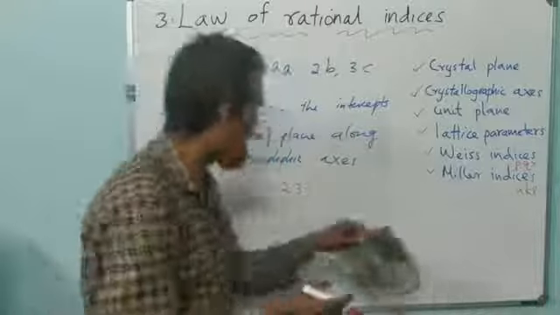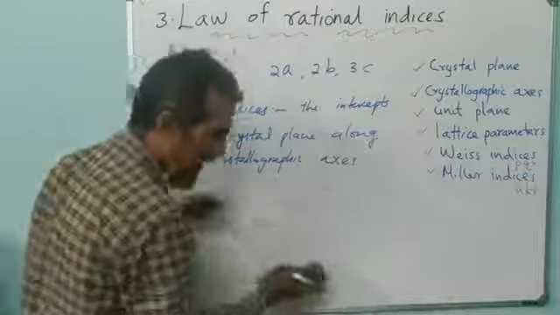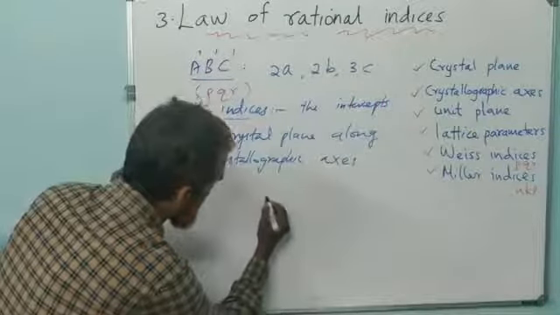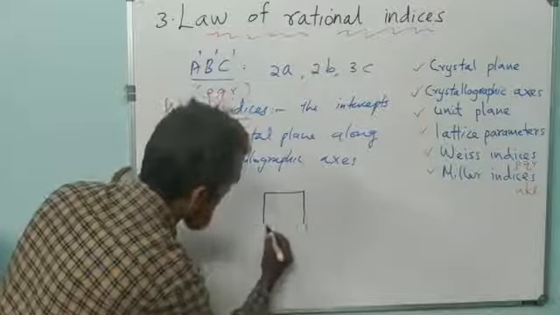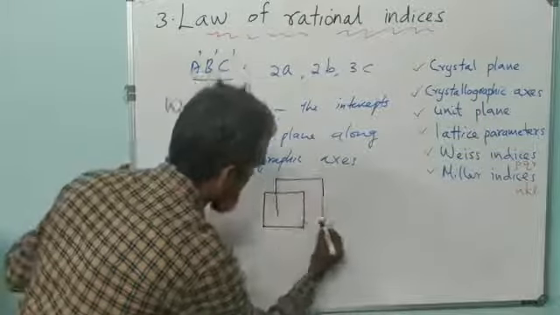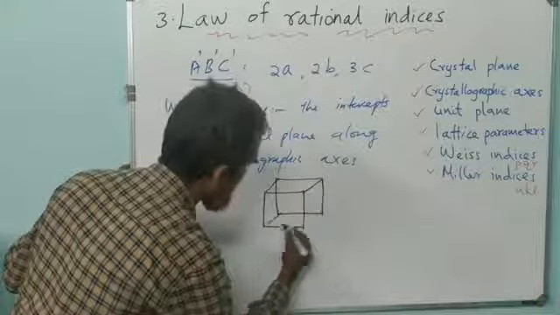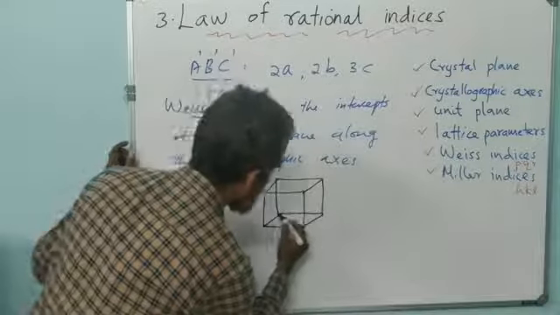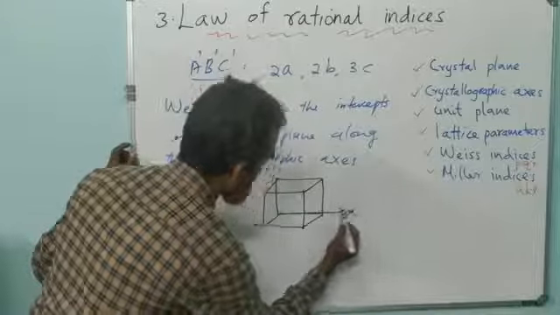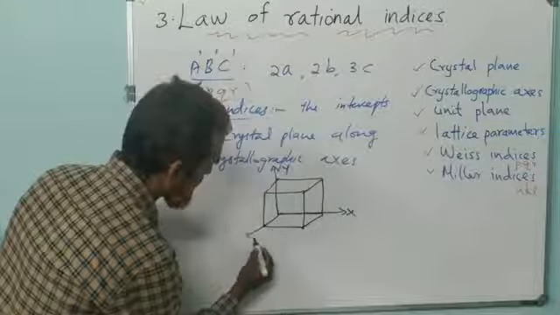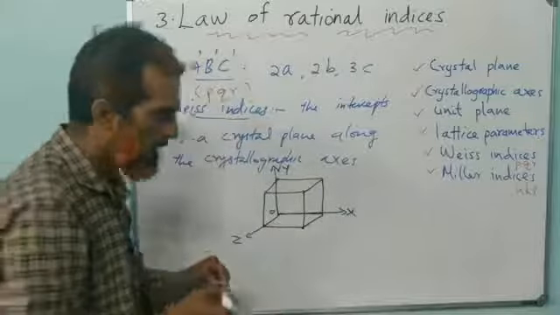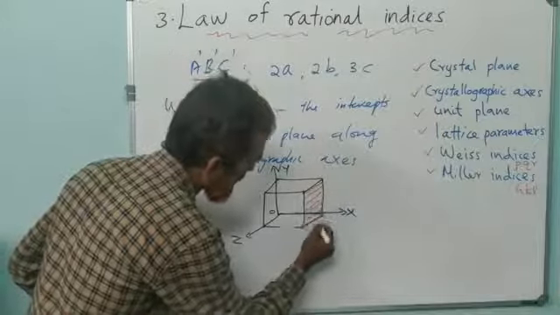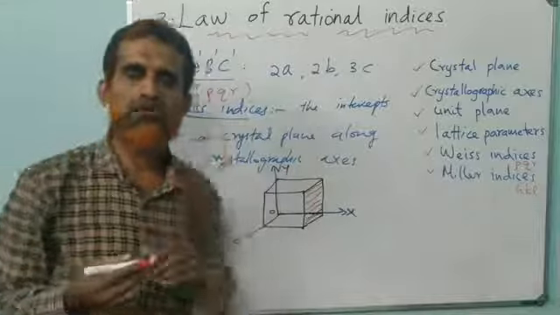But let me consider another example. Now I am considering a cubic crystal, the plane in a cubic crystal, suppose. As before, let me mark the axes. This is X, this is Y, this is Z, this is the origin. I am marking a plane. You should tell me about this plane. This is a plane which I have marked. What is the Weiss index for this plane?